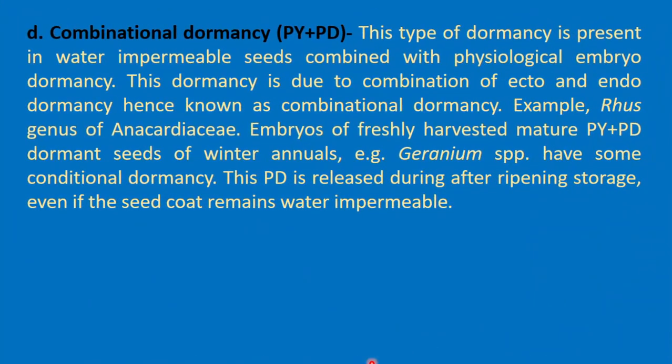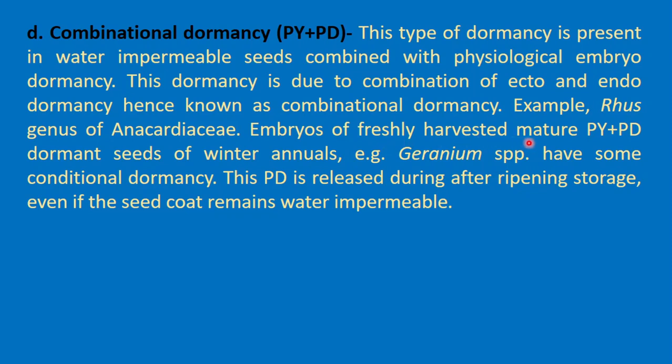Now the fourth type of endogenous dormancy is combinational dormancy, means it is PY plus PD. So this type of dormancy is present in water-impermeable seeds combined with physiological embryo dormancy. This dormancy is due to a combination of ecto and endo dormancy. Ecto means outer, or external, and endo means internal, hence known as combinational dormancy. So this is physiological dormancy and this is physical dormancy. Both are involved here. Example, Rhus, genus of Anacardiaceae.